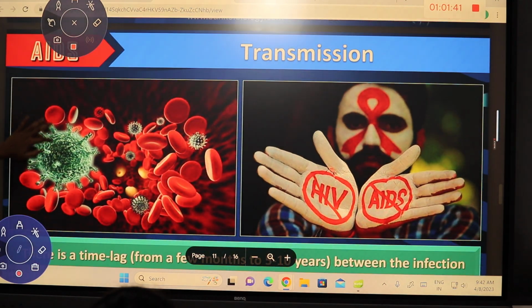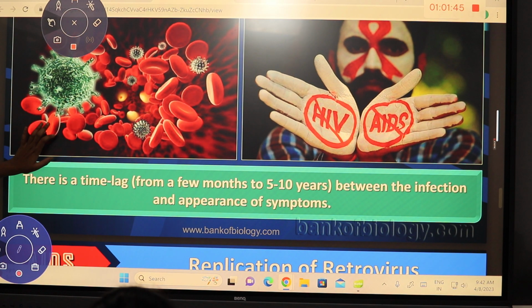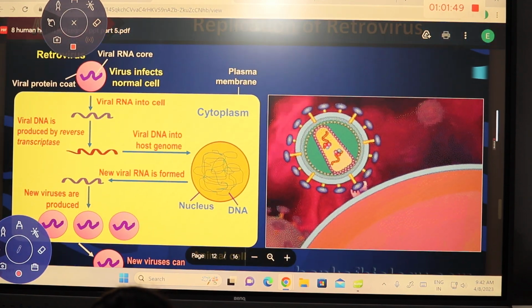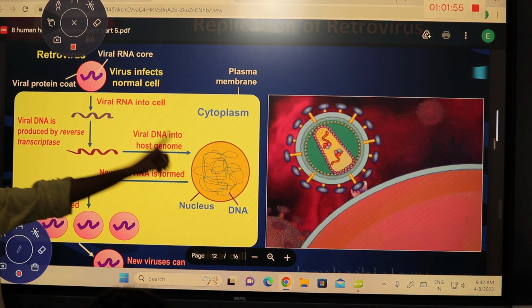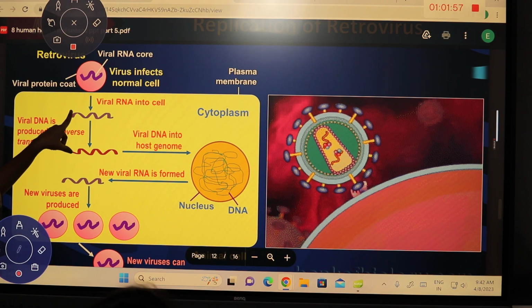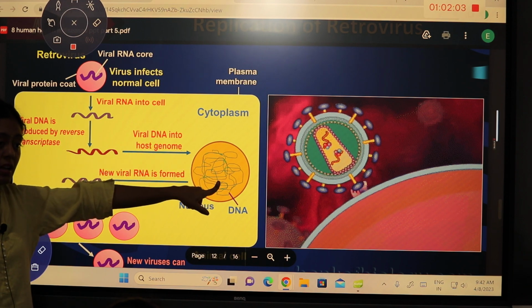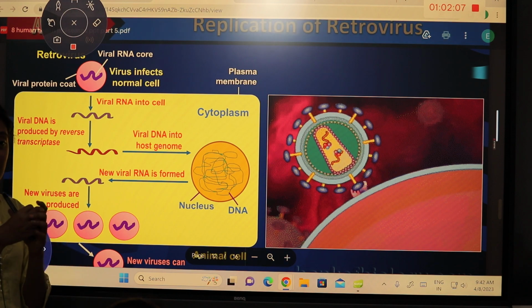There is a 5 to 10 years gap after the infection. This is very important for our understanding. You can see this is my animal cell. This is the nucleus. So what is happening? The viral RNA enters the cell. The RNA gets converted into DNA. The DNA is introduced into the DNA of the human cell, so both the DNA will get mixed.